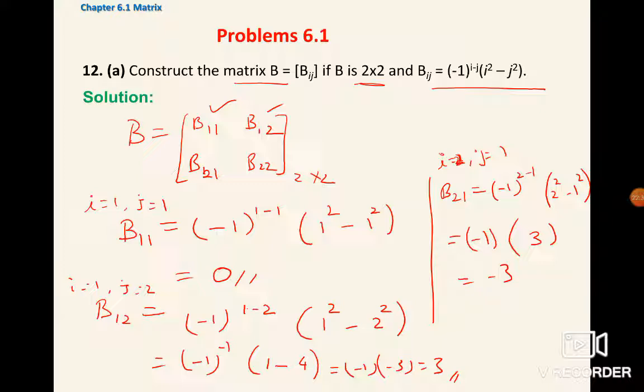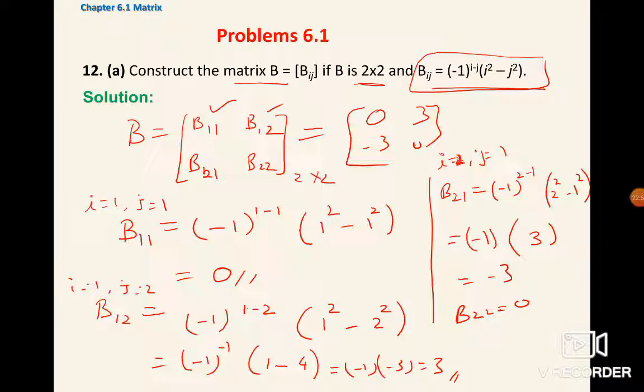Finally, B22. When I and J are equal, it will be 0 by this formula. By using this formula, when I and J are equal, then I square minus J square will be 0. So B22 should be 0. So what is the matrix B? Finally, B11 is 0, B12 is 3, and this is negative 3, and 0. This is the matrix finally.